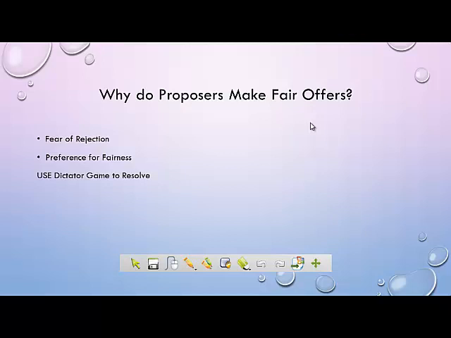So now the question is, there are two possibilities: either people offer a fair amount, 500 and 500 would be equal, or 600, 400. So that's not fair, but it's not too bad.